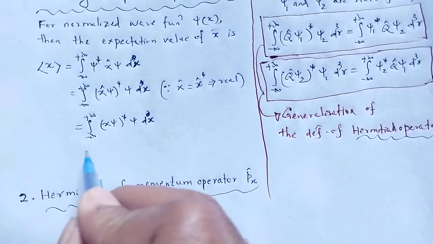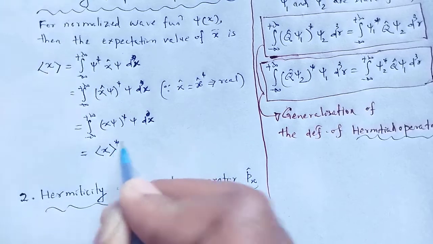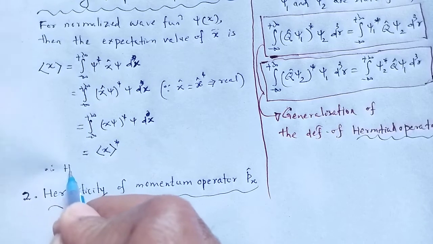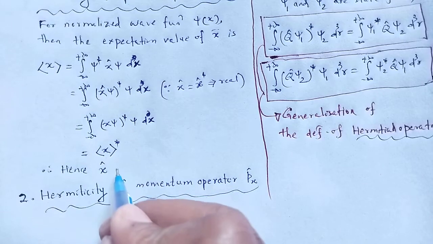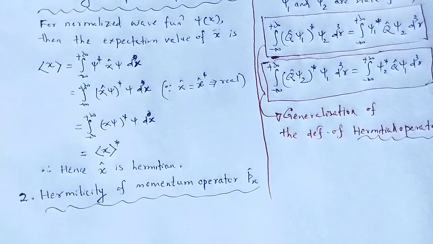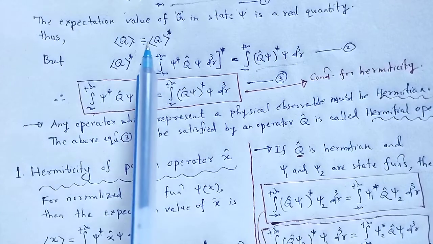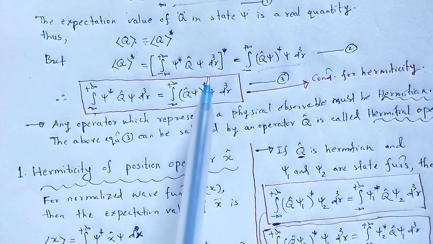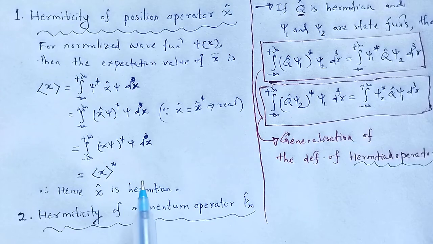That value is the expectation conjugate. Hence x cap, the position operator, is said to be Hermitian. As we know, if the expectation of Q is the same as the conjugate of the expectation value, that is Q star, then that operator is said to be Hermitian. Therefore, the position operator is Hermitian, is proved.